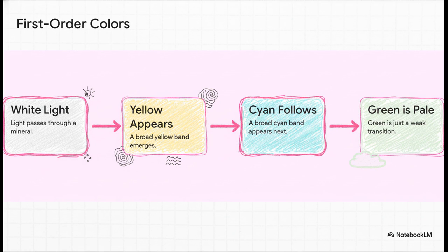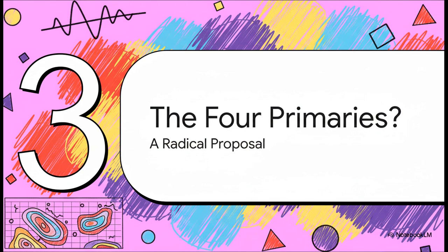Okay, so follow the light with me here. As it starts to pass through the mineral, look what happens on the chart. First, you get this big, wide, strong band of yellow. Then, right after it, a big, wide, strong band of cyan. So, where's green? Our supposed primary color? Well, it's there, but it's just this weak, pale little sliver in between yellow and cyan. If green were really a primary building block of light, shouldn't it be just as bold and obvious as the other two? This one little observation from a century-old geology chart leads to a pretty radical proposal, one that could rewrite the rulebook on color theory.